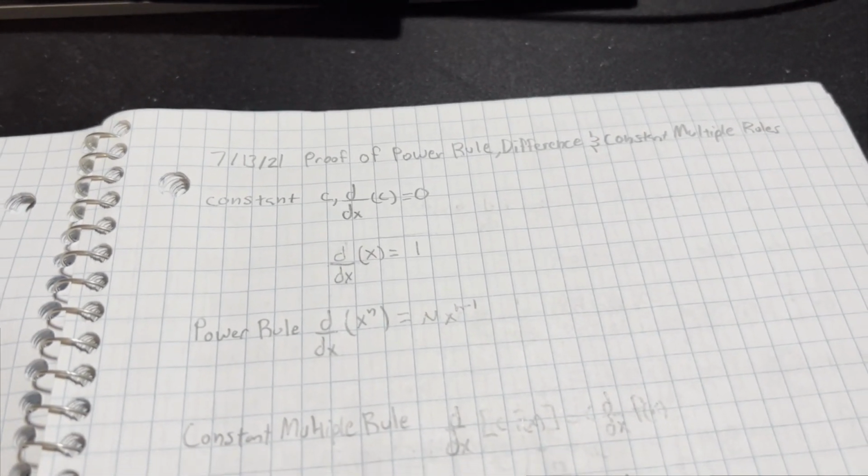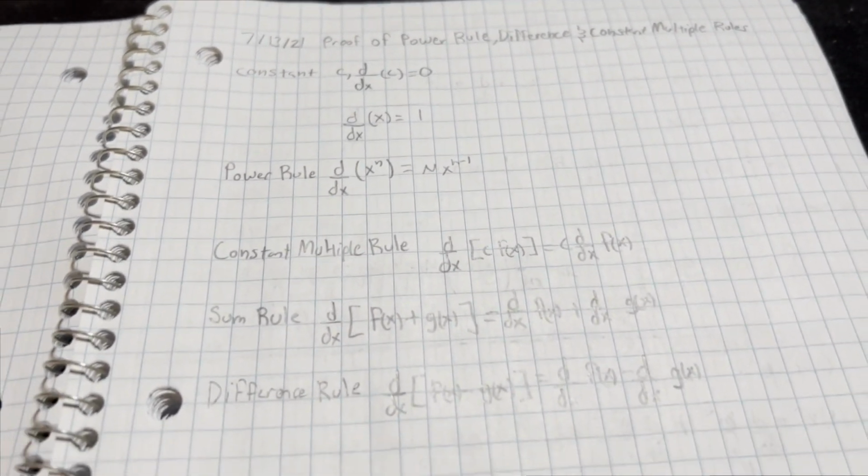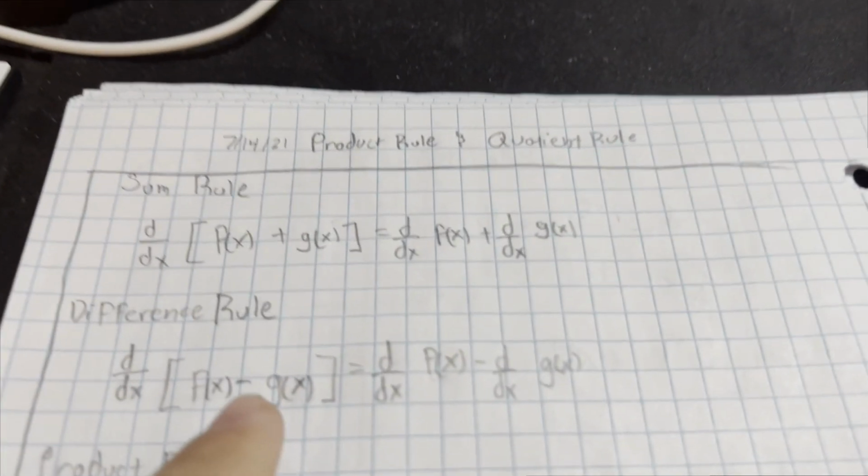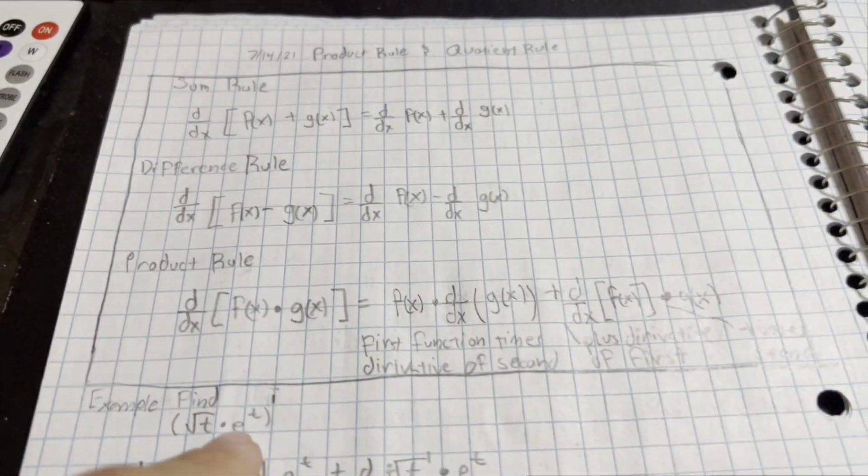Proof of the power rule, difference and constant multiple rule. I guess I proved them? That just looks like the definition again. Product rule and quotient rule. What is the sum rule? Okay, I remember that. Difference rule and the product rule.